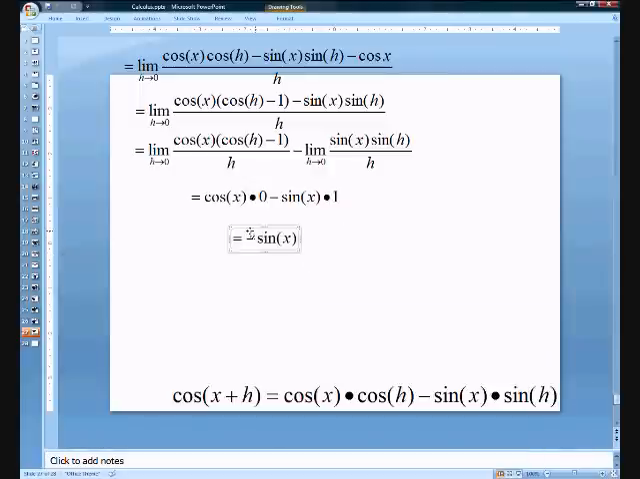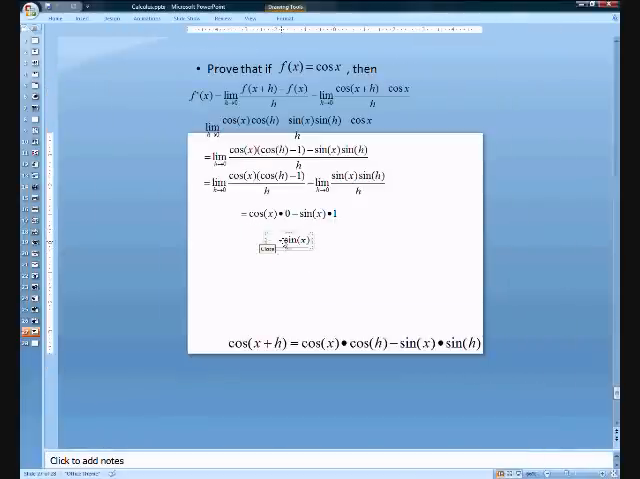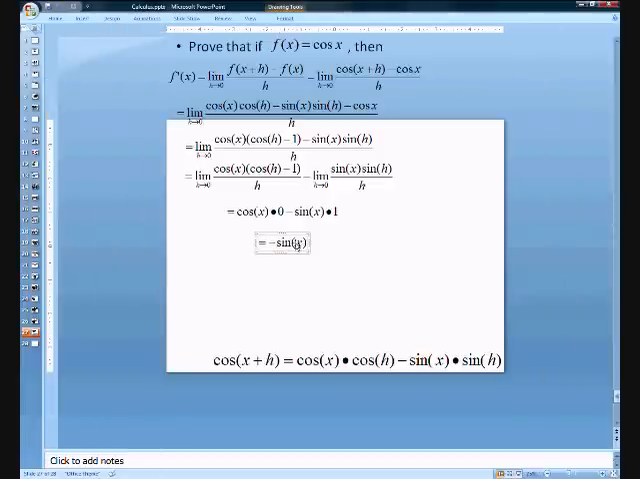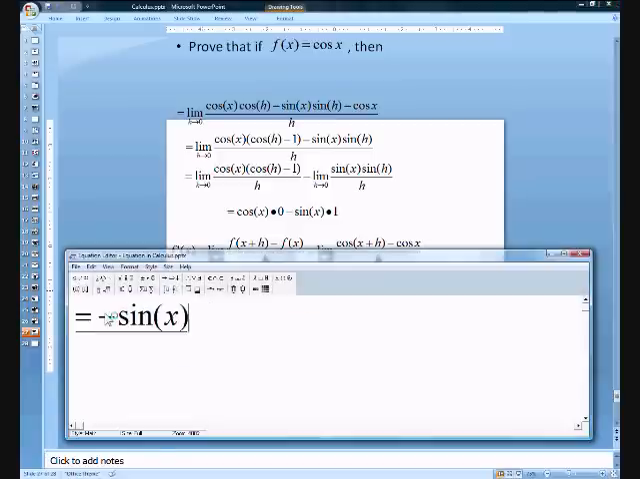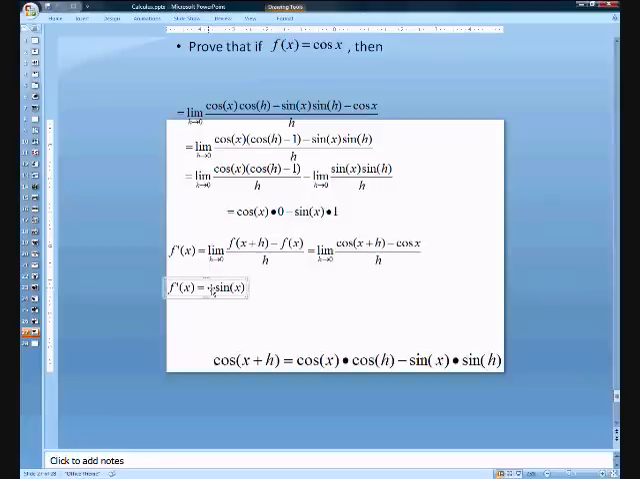So now we know that f prime of x, so let's bring down our original, that our f prime of x is equal to negative sine x, and I just showed all the work, and I hope you got that.